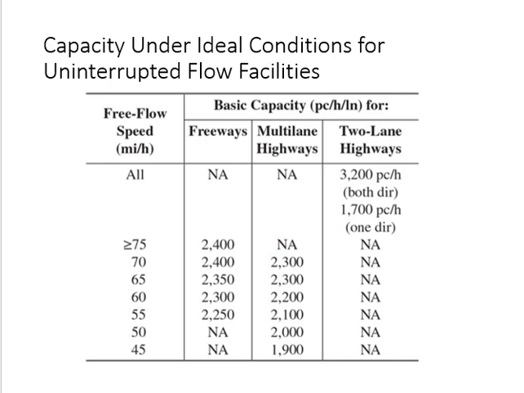For 2-lane highways, the capacity is fixed because the number of lanes is always 2. So in 1 lane, 1700. 2 lanes, 3200. Is this correct? 1 lane is 1700. 2 lanes should be how much? How much should be for 2 lanes? 3200? Huh? 3400. Okay.